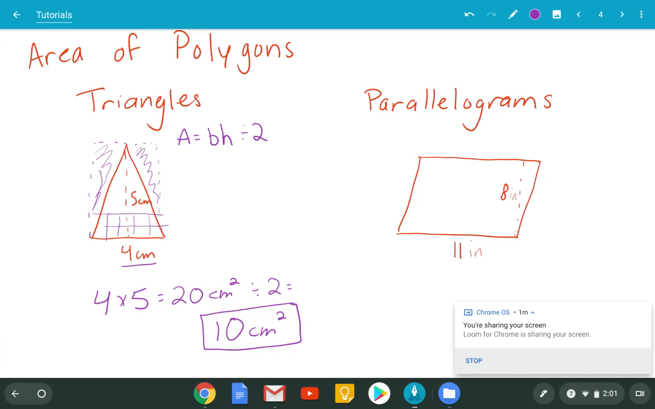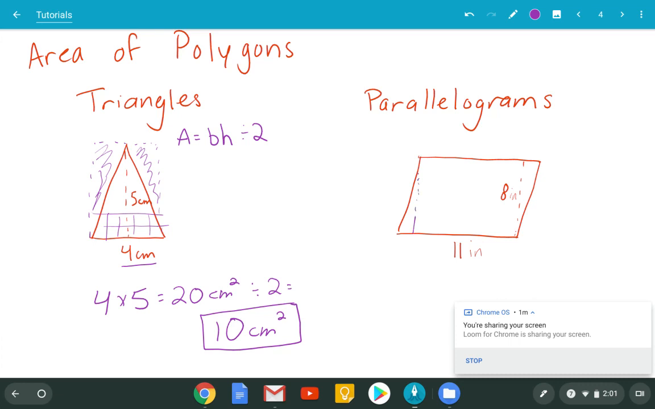Parallelograms. We talked about a lot of different strategies in class, but one of the strategies that seemed to be the most popular for a lot of people is you can also think about a parallelogram like a rectangle. Parallelograms have two sets of parallel sides, and usually they make these little triangles off to the side.